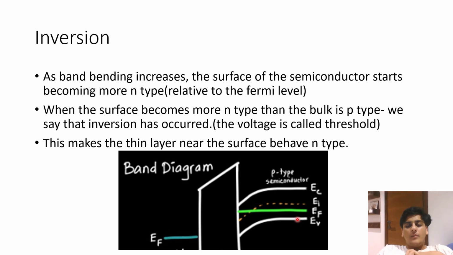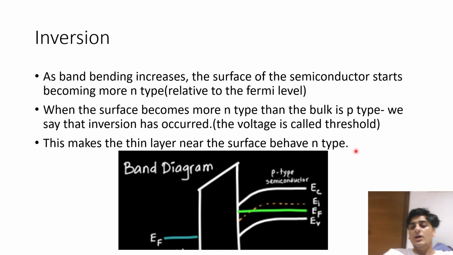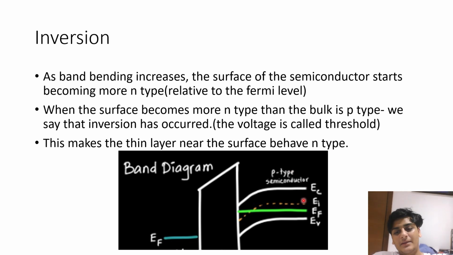Now we somewhat arbitrarily define a threshold voltage, which we call the voltage beyond which the surface becomes more N type than the bulk is P type. And we then say that beyond this threshold, inversion has occurred. So let me just explain to you what exactly I mean by this.